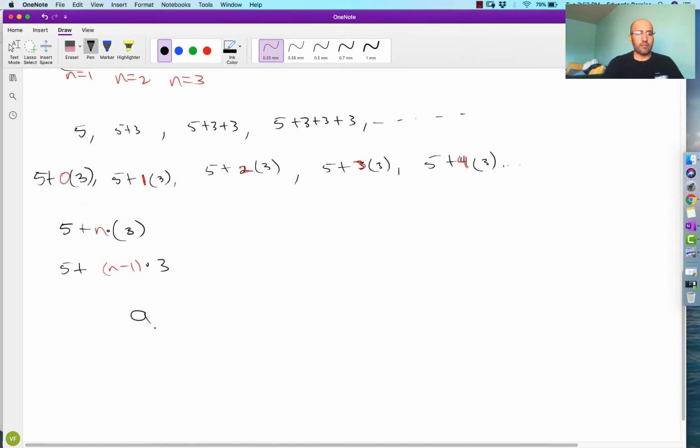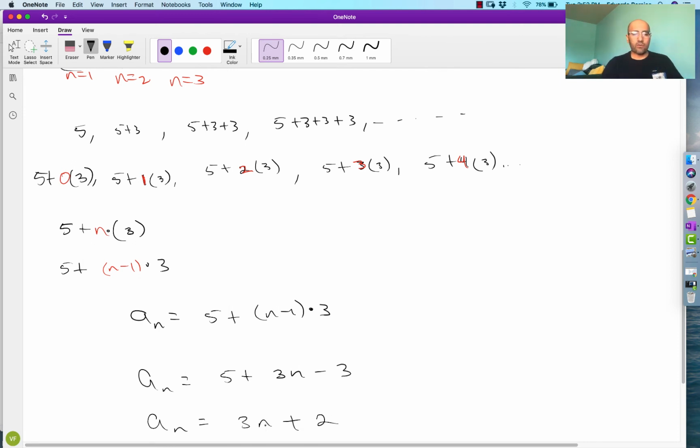Right? a sub n equals 5 plus n minus 1 times 3. Which means I can distribute and simplify things a little bit and say that a sub n equals 5 plus 3n minus 3, which means a sub n equals 3n plus 2. And then again confirm, when n equals 1, we get 3 plus 2 is 5. Yep. When n equals 2, we get 6 plus 2 is 8. Yep, that's what we wanted. So it seems to make sense, right?